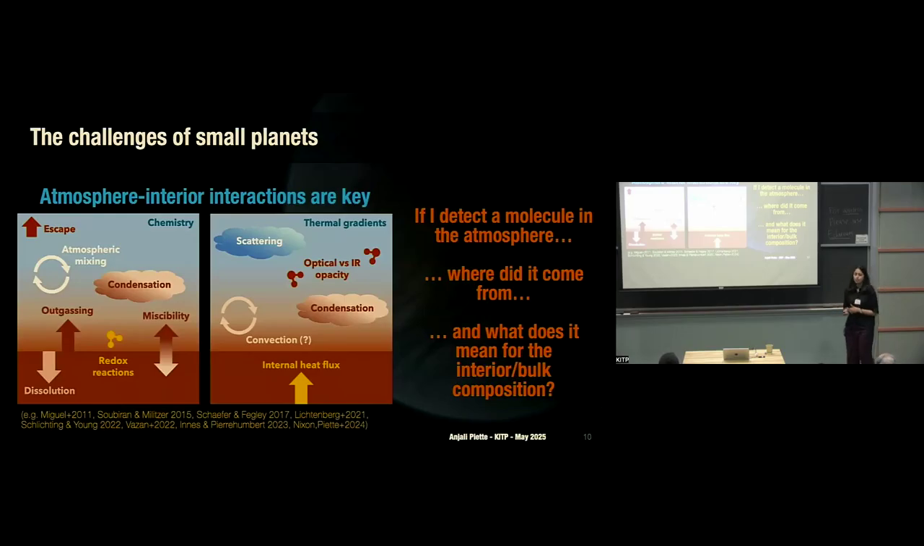And there are a lot of processes to look into. Laura touched on this in her talk on Monday. Things like outgassing, dissolution, redox reactions, condensation, convection, or the inhibition thereof. I'm not going to go into full detail on all of this, but we need to take this into account when we interpret atmospheric observations.